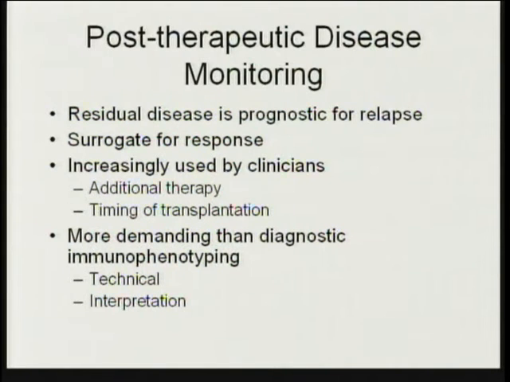This is also being increasingly used clinically by people both within the university setting and to some degree out in the community as ways to decide whether the patient needs additional therapy or to time additional therapy such as the use of bone marrow transplantation. But it is more demanding than typical diagnostic immunophenotyping, and so there are quite a few laboratories, particularly out in the community, that don't offer this technology at this point but are actively thinking about becoming involved, which is an issue we'll come back to in terms of standardization in just a minute.